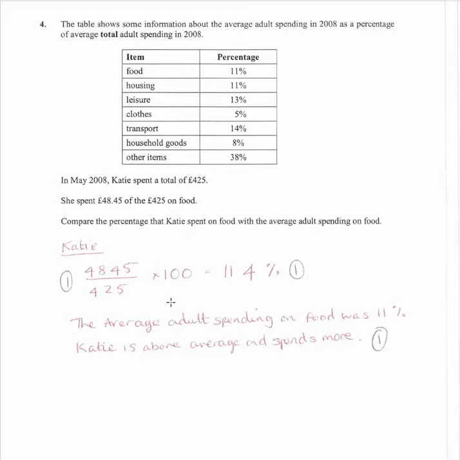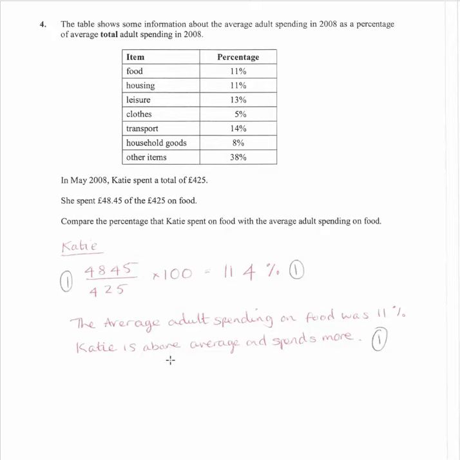And then you times it by 100 to make it into a percentage. And that gives you 11.4%. Now, the average spending you can see is 11%, and she scored 11.4%. So you just got to make a comment.